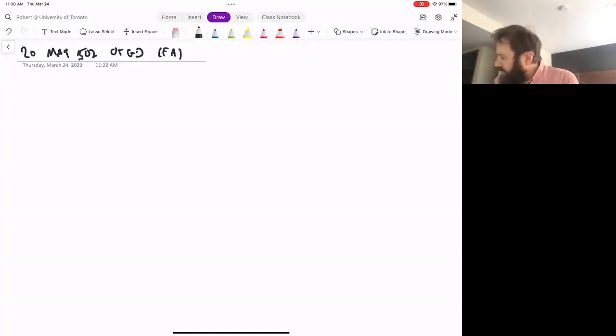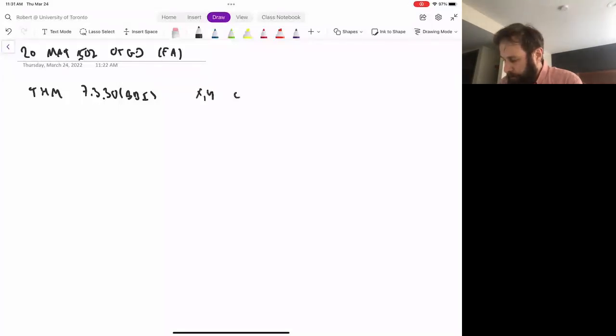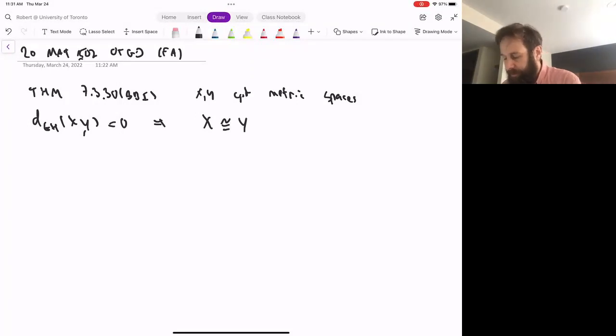Right, so I think I just introduced epsilon isometries at the end of the previous lecture, and I was planning to use them to prove the following theorem, which is from Burago and Ivanov, which basically says whenever you have compact metric spaces, if the Gromov-Hausdorff distance between them is 0, then X is isometric to Y. Okay, so let me prove the theorem.